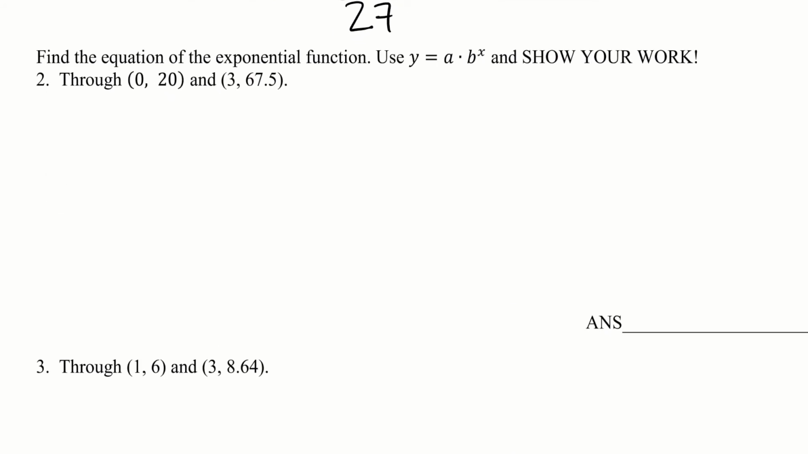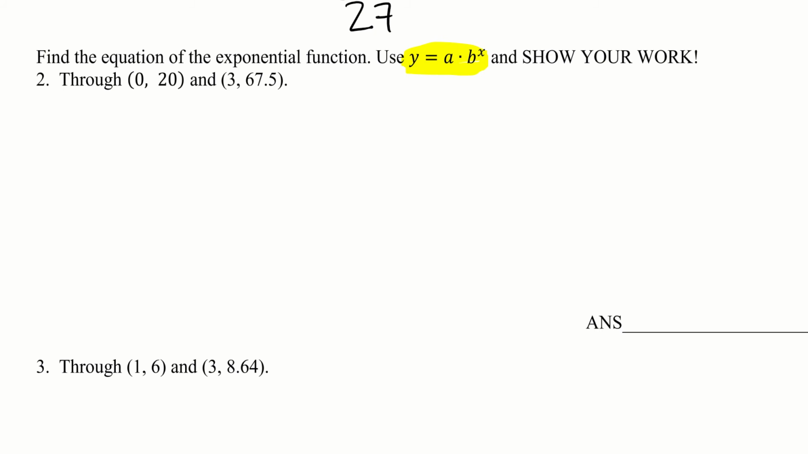Okay, so two questions here. They're both asking me to come up with an equation for exponential growth in the form y equals ab to the x power, right? So we have a zeroth term that we're starting with, that's a, and then we keep multiplying by the same value again and again and again.